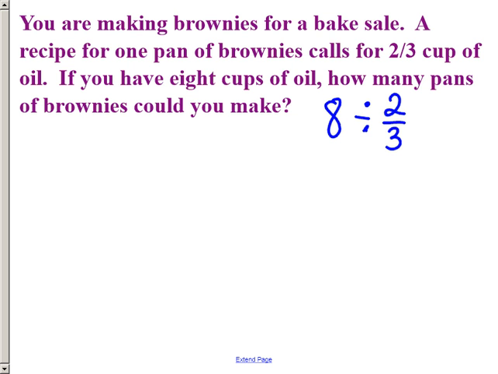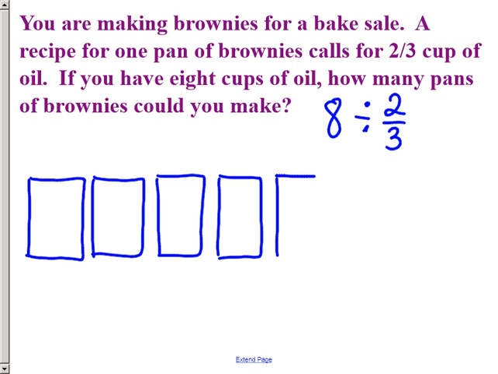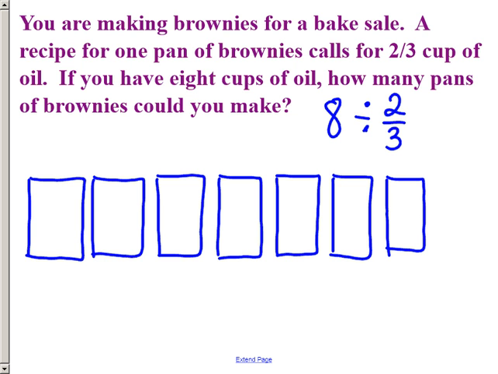So if we want to draw this problem out, we're going to start by drawing what we started with. We started with 8 cups of oil. So we're going to draw 8 rectangles for our 8 cups of oil. And then once we've done that, we're going to have to go back and split our 8 cups of oil up into thirds.